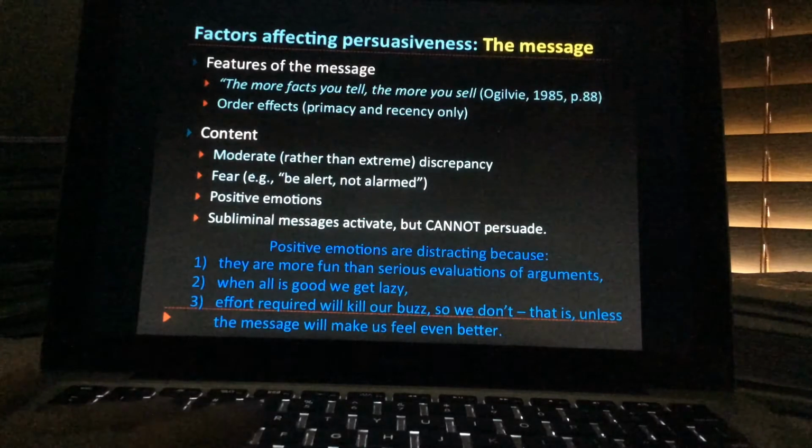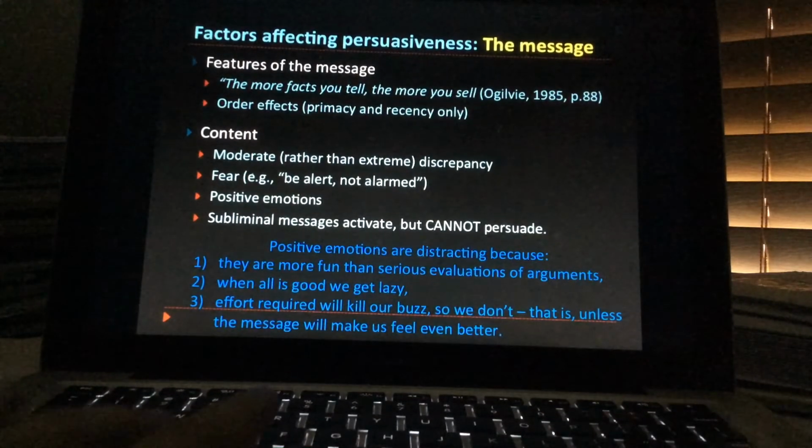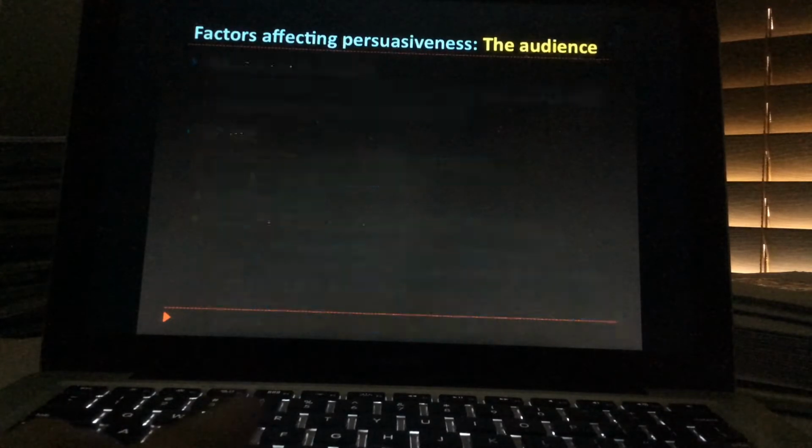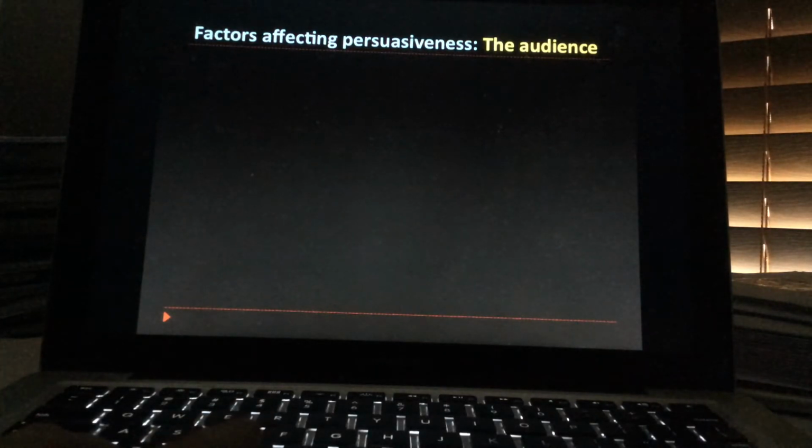Cool. And then the final note that I have here about the content is that subliminal messages, so messages below the level of consciousness, can activate the idea of the attitude, but alone they can't persuade. Right, so you'd need to activate the attitude subliminally and then pair it with a fun emotion or something like this.